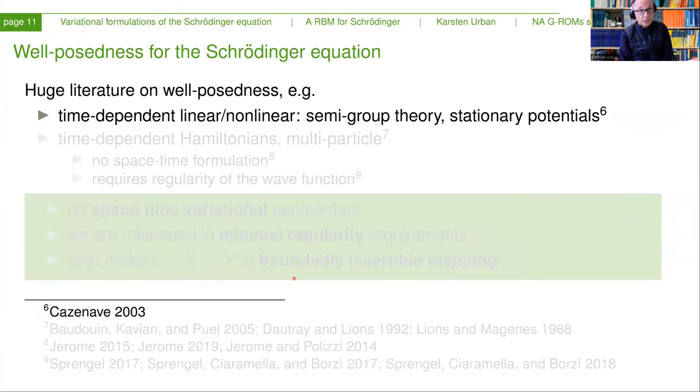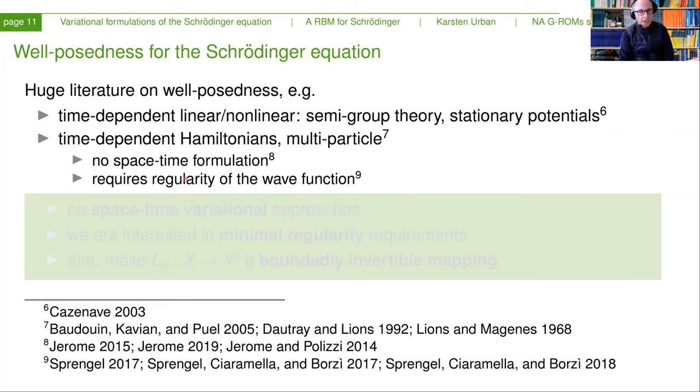So concerning well-posedness of Schrödinger in the sense of existence and uniqueness of solutions, there is a huge literature on that. For time-dependent, linear, non-linear, using typical semigroup theory with stationary potentials, there is an overview article which I quoted here. Also for time-dependent Hamiltonians, multi-particle, there is also huge literature. By far, there's more than what I can put on that slide. However, as far as what we could see, there is no space-time variational formulation. I will come back to that in a minute. And those papers that we could find in the literature typically require a certain regularity of the wave function.